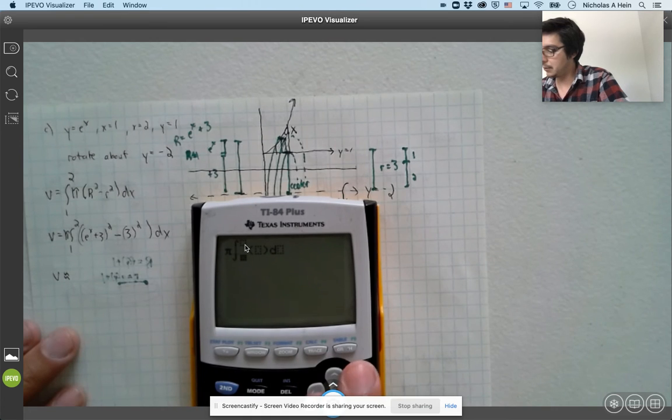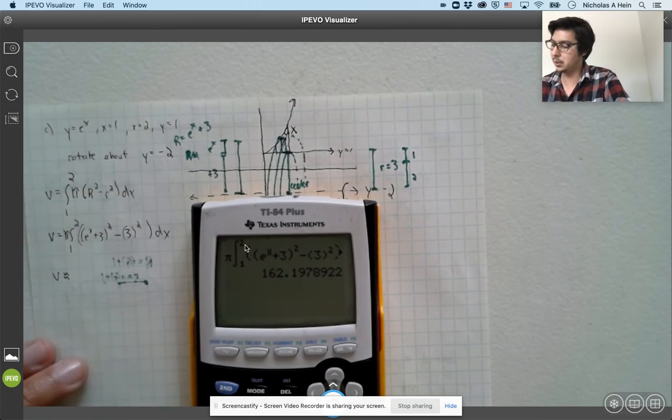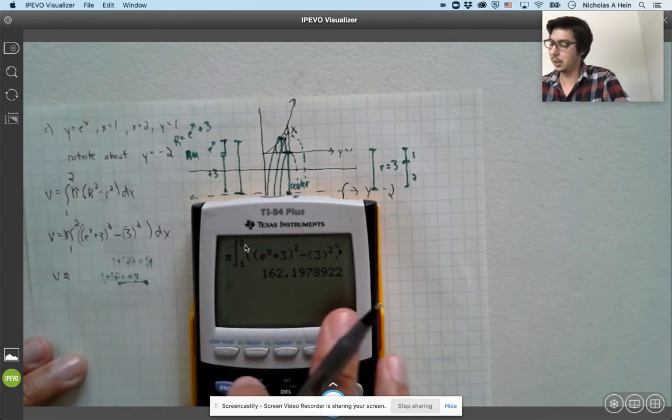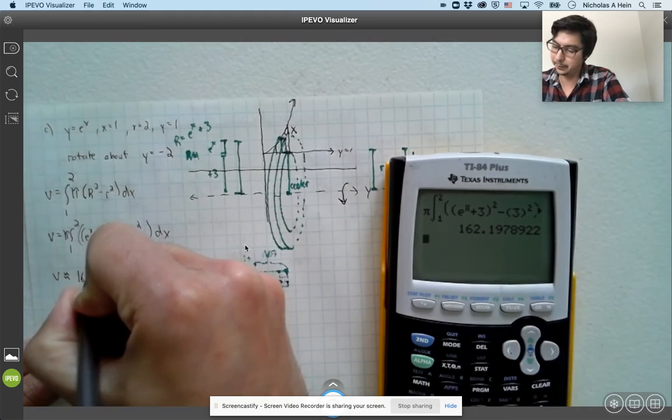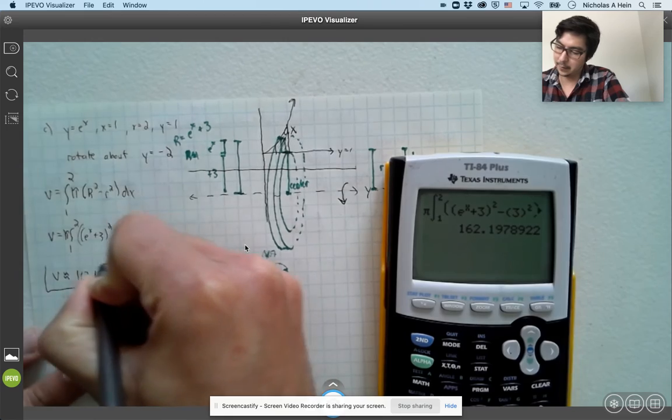So pi times the integral from 1 to 2 of your outer radius squared, which is e to the x plus 3 squared, minus your inner radius squared, which is 3 squared, with respect to x. And what we end up getting there is the volume is going to be approximately 162.198 units cubed. And there you go.